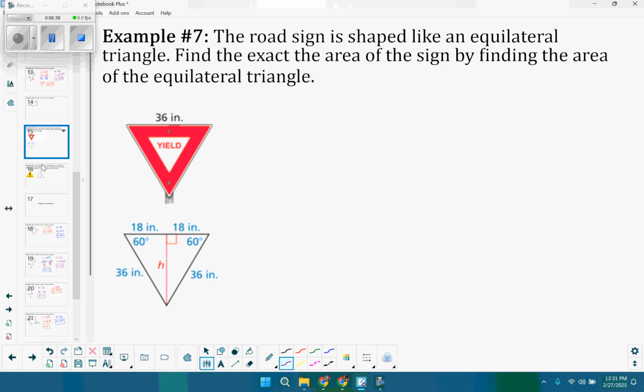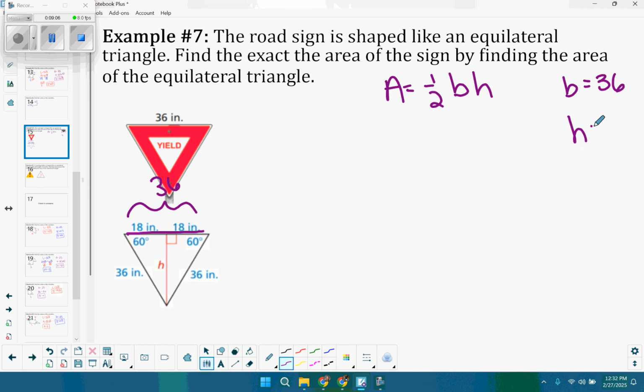Example 7. The road sign is shaped like an equilateral triangle. Find the exact area of the sign by finding the area of the equilateral triangle. So we know area of a triangle is 1/2 times the base times the height. We can call this the base. So the base is really 36. So B is 36. But we don't know H yet.